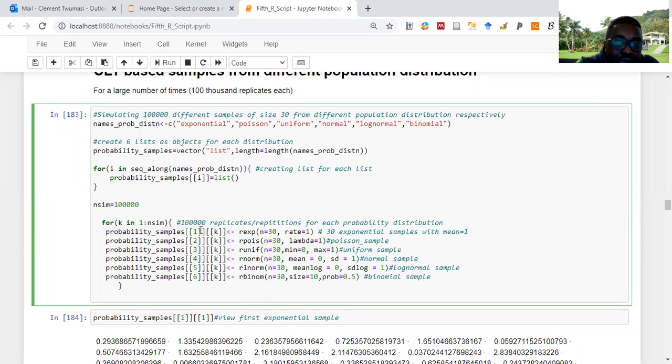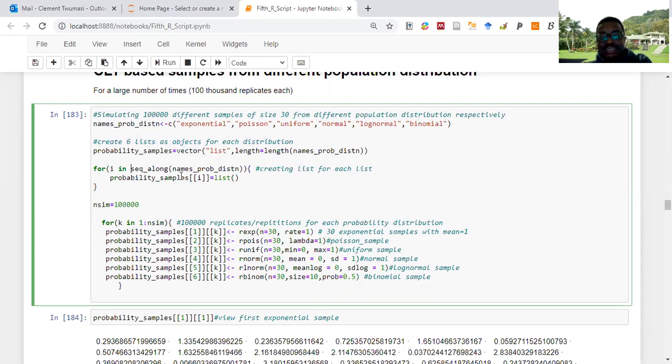Okay, so now I've created a list as an object name. I could have just written exponential underscore samples, but if I do that, I cannot combine all the results at the same time and get the plot. So this is an object name I've created, and for this object name I'm creating another list to save all the different 100,000 replications, or repetitions, I'm considering. Originally I created a list as an object name, creating 6 lists, one for each distribution, and here I'm now creating another list for each.